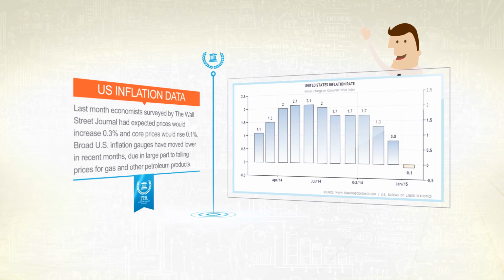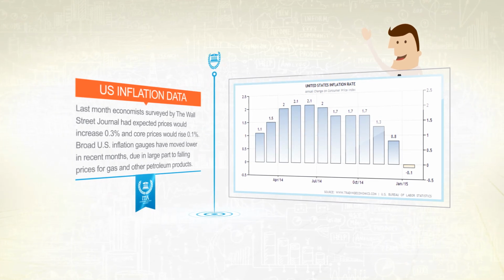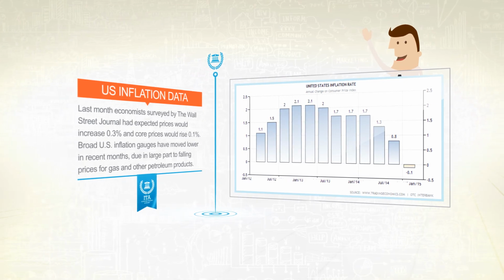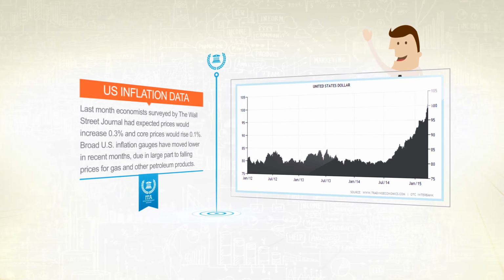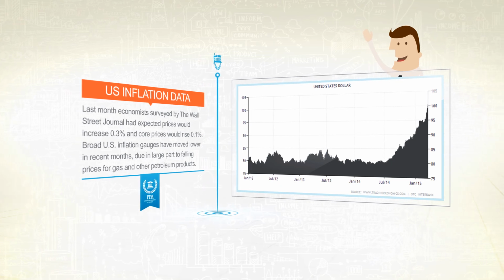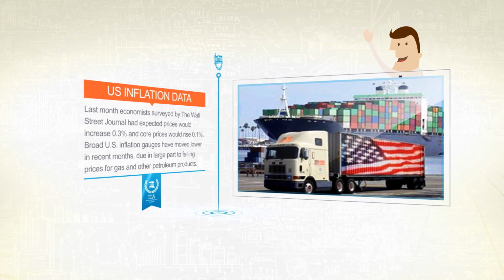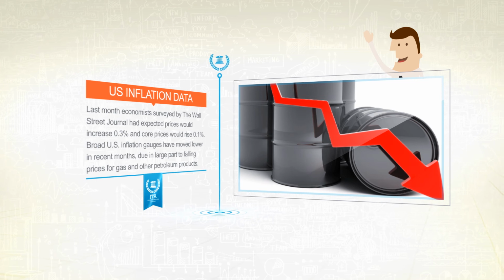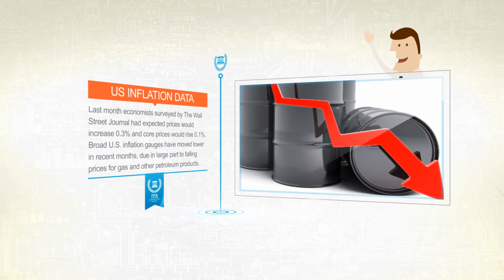Last month, economists surveyed by the Wall Street Journal had expected prices would increase by 0.3% and core prices would rise by 0.1%. The stronger US dollar appears to be suppressing inflation. Prices for goods outside of food and energy dipped 0.1% in February, a direct result of lower prices for goods for export, which plunged 0.8%. Broad US inflation gauges have moved lower in recent months, due in large part to falling prices for gas and other petroleum products.